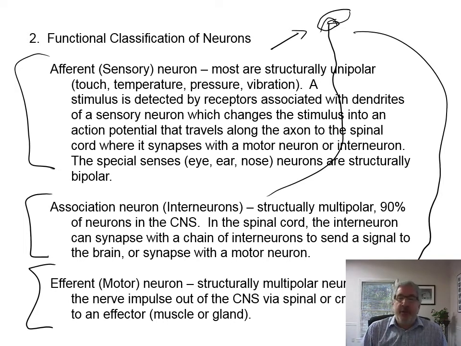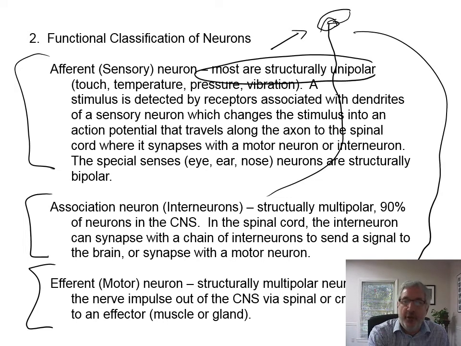So you can classify them by function. So afferent neurons bring signals to the brain. Stimulus is detected by receptors on dendrites, and then it travels along an axon to the spinal cord where it synapses with a motor neuron or interneuron. And you have either unipolar ones, those are coming from most places, or the special senses are the ones that are bipolar. So most are unipolar. Special senses are the only ones that are bipolar.